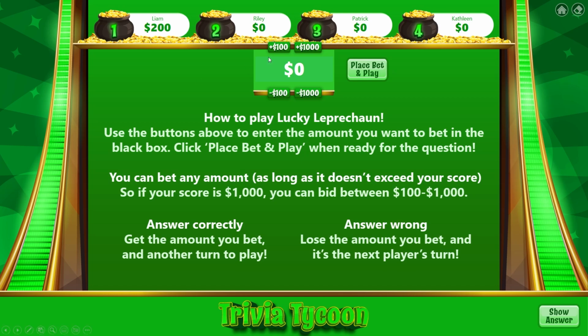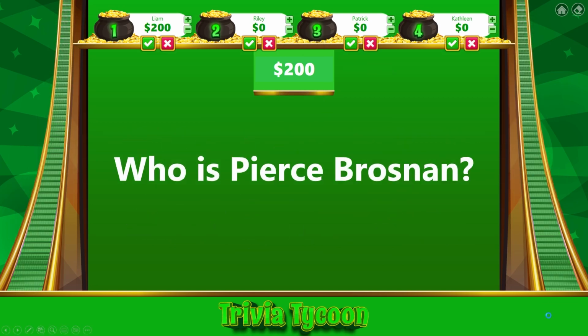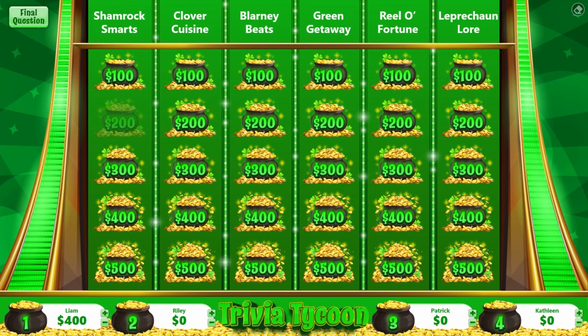To enter the bet, use the 100 and 1,000 buttons to go up or down. Once you've entered the bet, click Place Bet and Play to show the question and start the timer. Once the time runs out, click on correct if they got it or wrong if they didn't, and the amount they bet will be added or subtracted from their score.